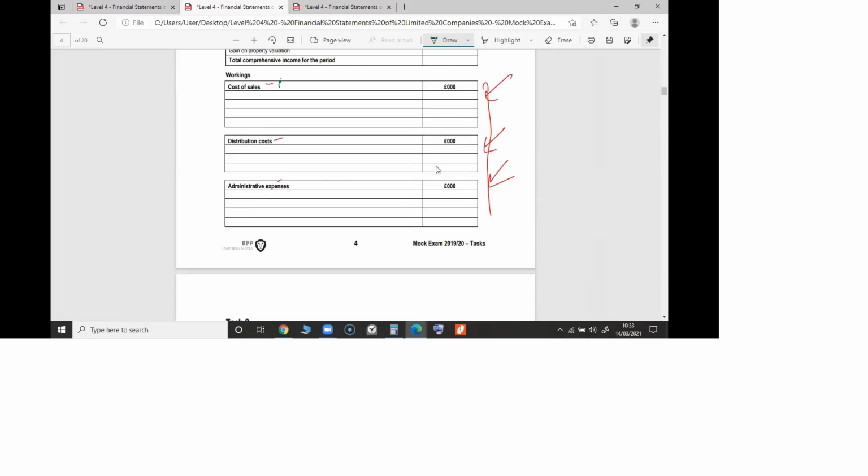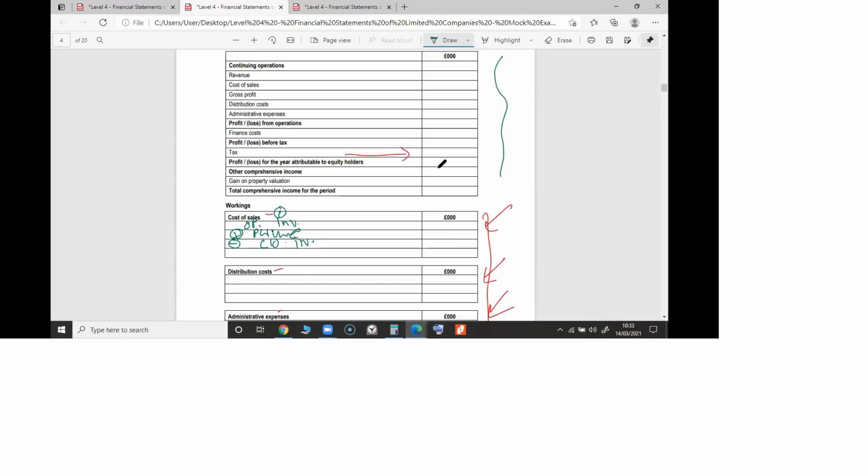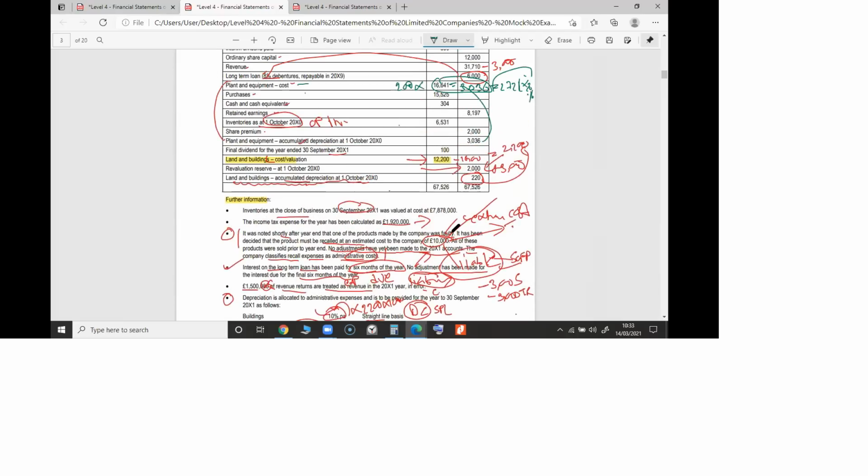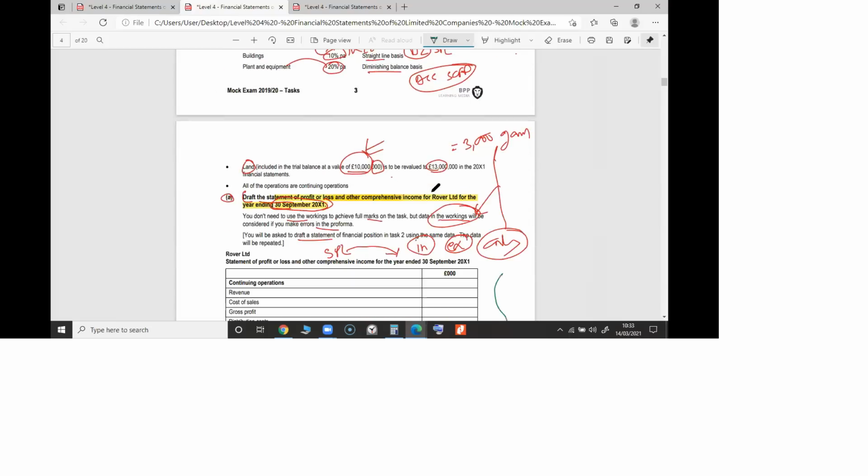Started with working number 1, cost of goods sold, opening inventory. You agree with me? Plus purchase. I believe these two are going to be copy paste. Less closing inventory, which is given in the adjustment. Like opening inventory is how much? You can give me the figure or we can find it out. Yeah, found it. 6531, right? 6531.